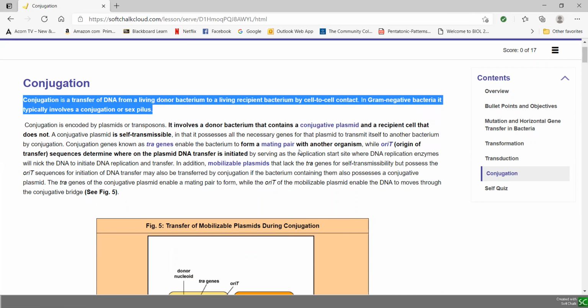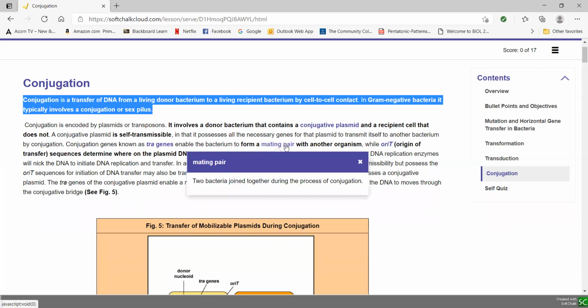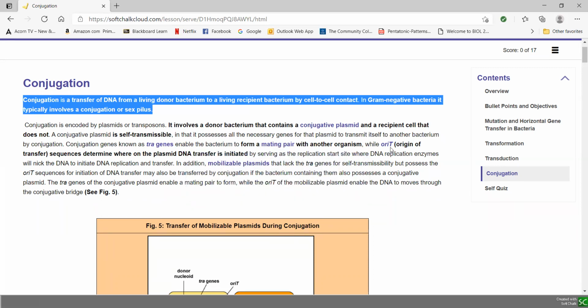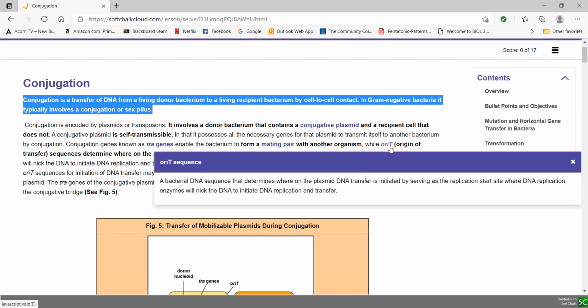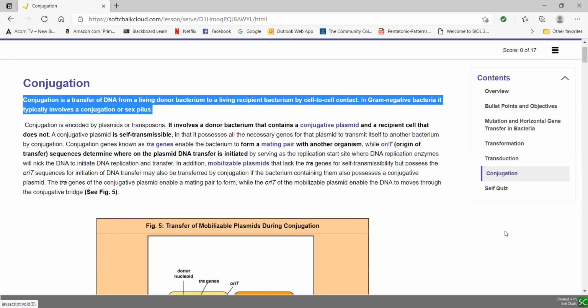So in this case, there's going to be a conjugative plasmid or conjugative transposon that contains what are called TRA genes, or transfer genes, and that's what allows bacteria to form mating pairs to carry out conjugation. And they also have a sequence of DNA called an ORIT, or origin of transfer sequence, that determines where a DNA strand can be cut and be transferred to a recipient.